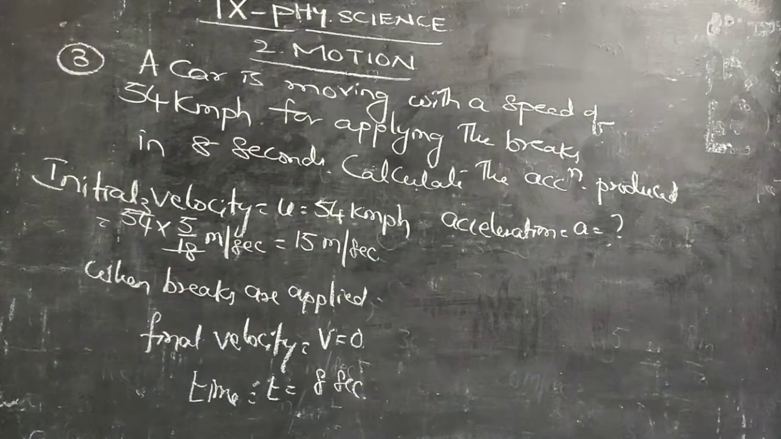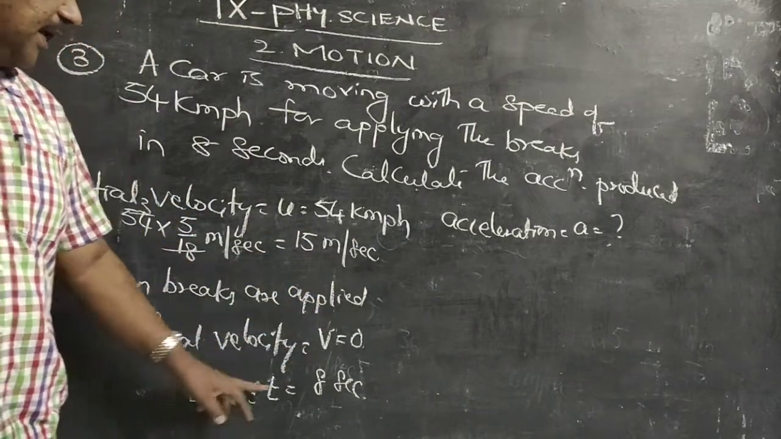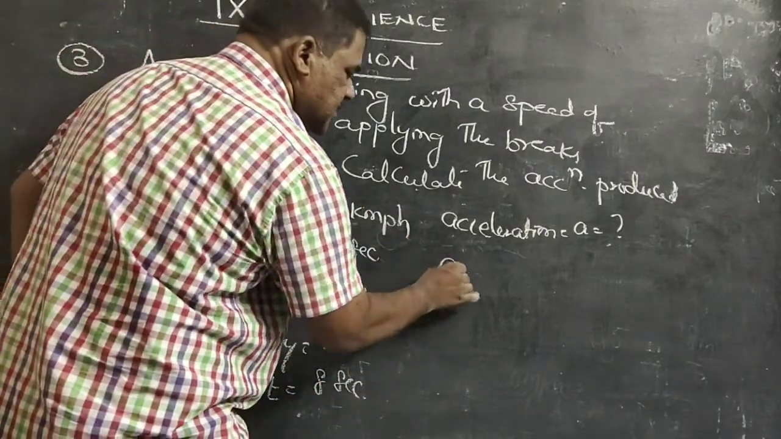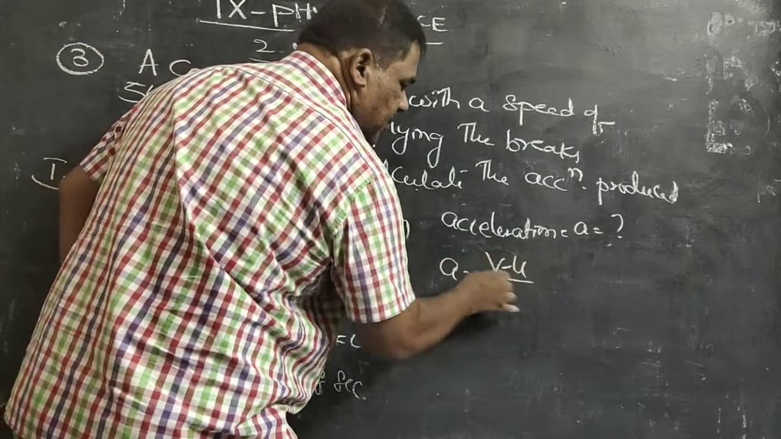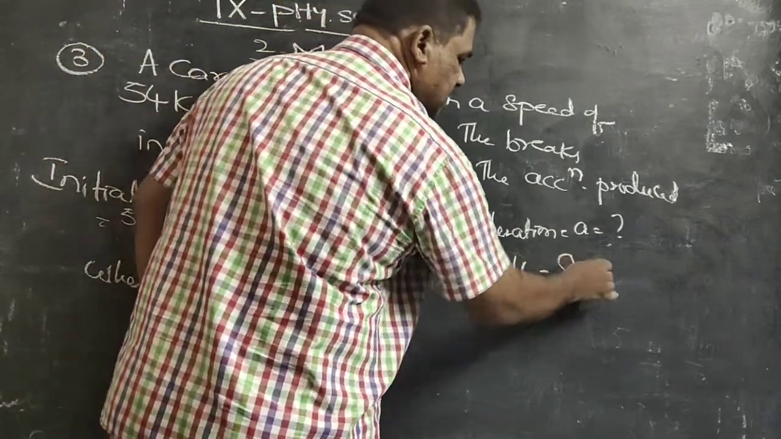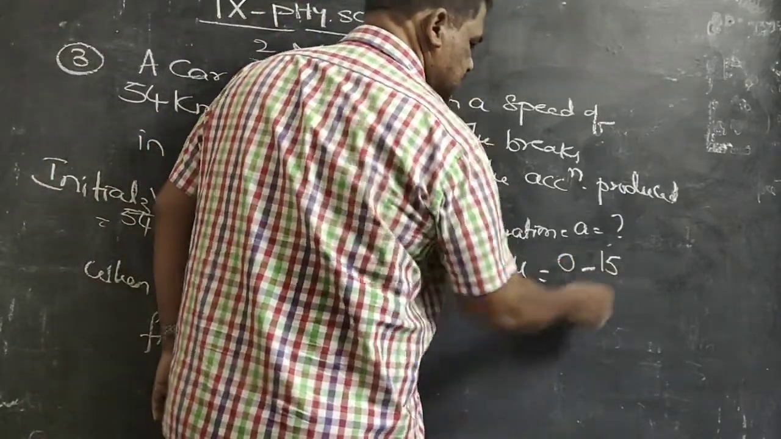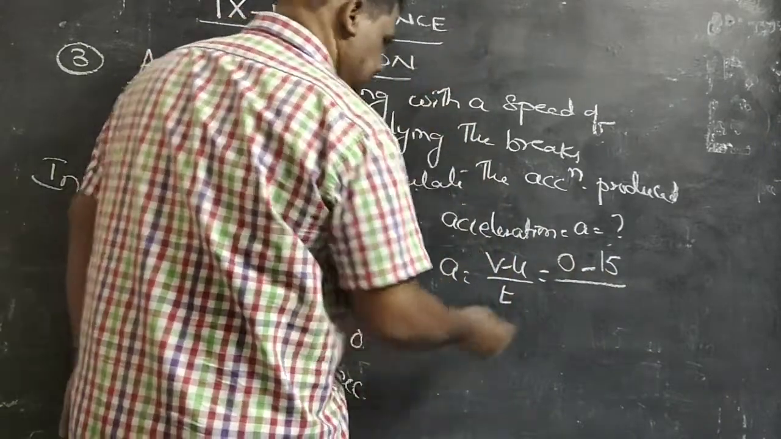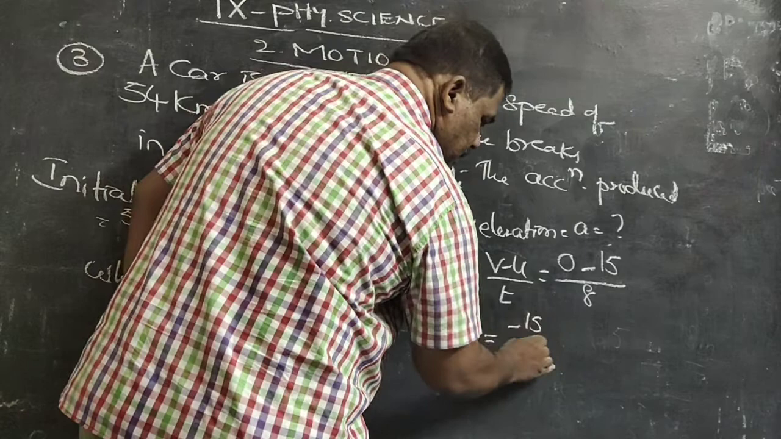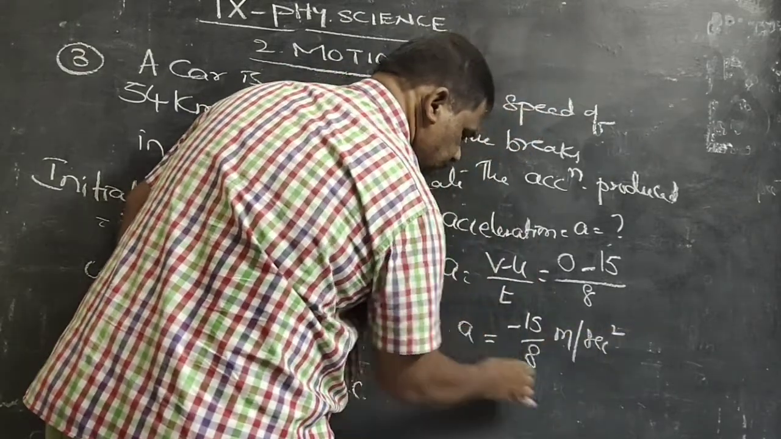This is initial velocity. When brakes are applied, final velocity is 0, time is 8 seconds. We have to find acceleration. So acceleration is equal to, the formula is v minus u by t, change in the velocity by time. Final velocity is 0, initial velocity is 15, so 0 minus 15, time is 8. So acceleration is equal to minus 15 by 8 meter per second square.